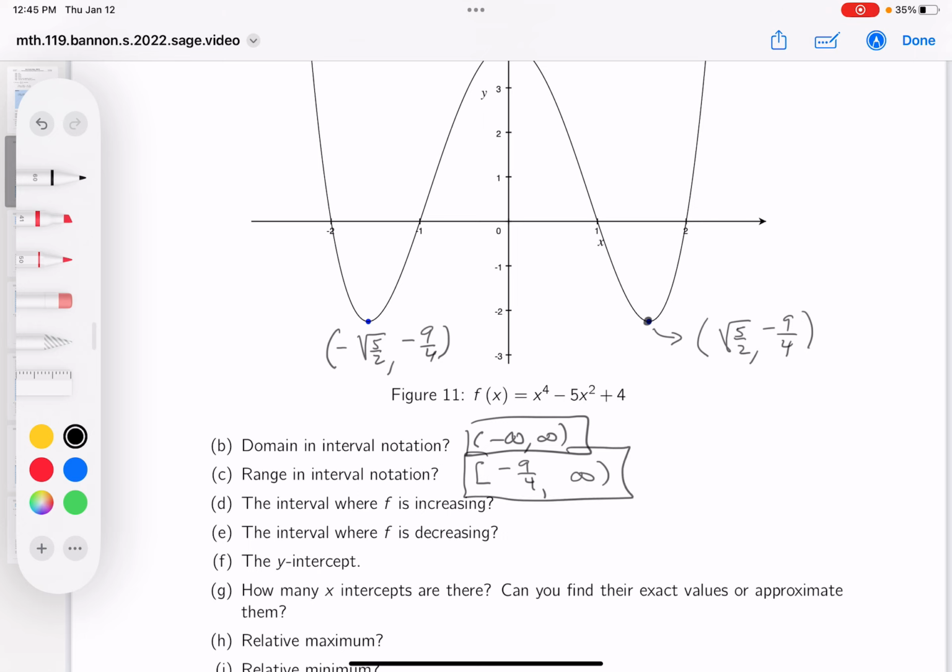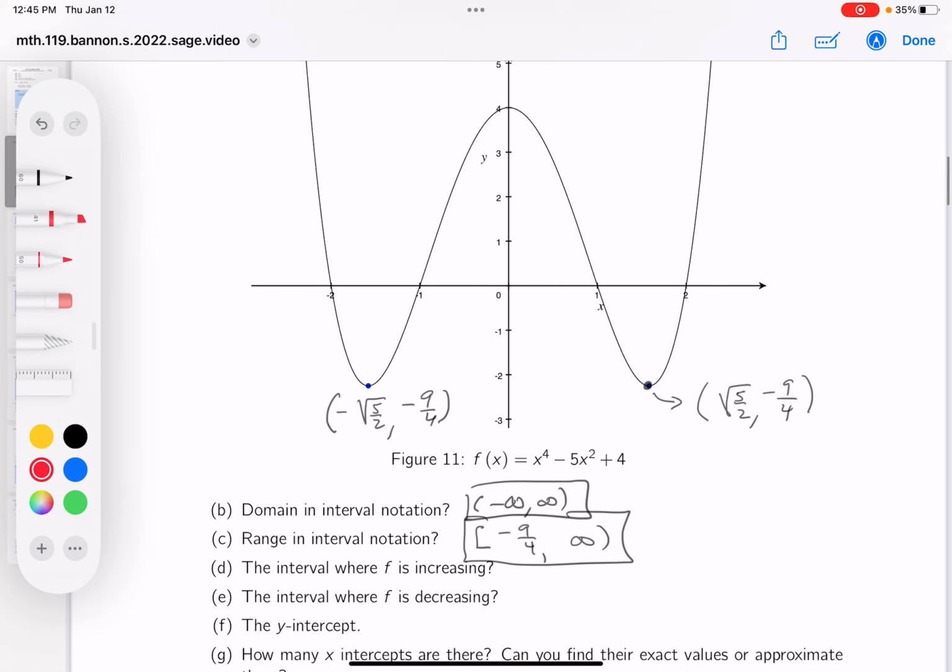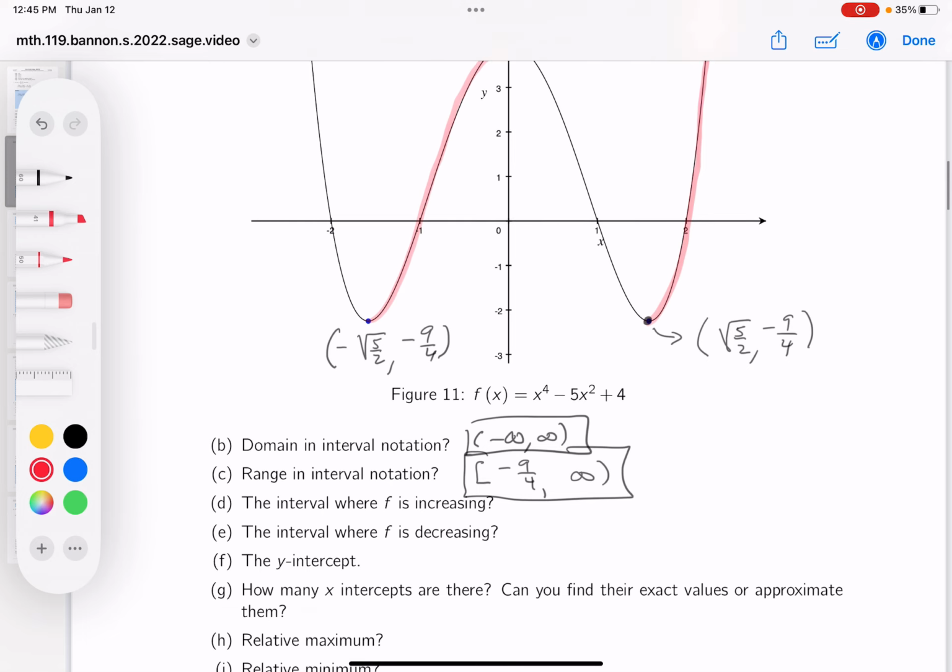How about the intervals where it's increasing? Increasing means as you move left to right, it's going uphill. So let's take a look at that. I'm going to say it looks like it's going uphill here. That's moving left to right. And it looks like it's moving uphill over here. And that goes on forever, by the way. So I'm going to write that down.